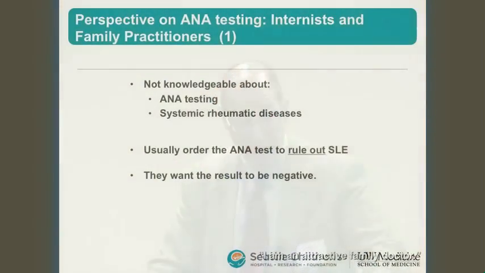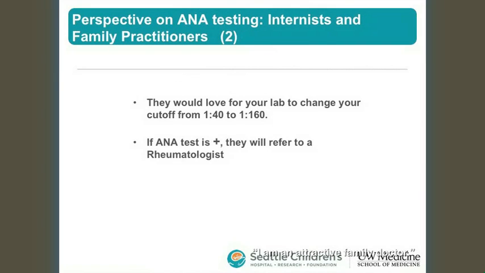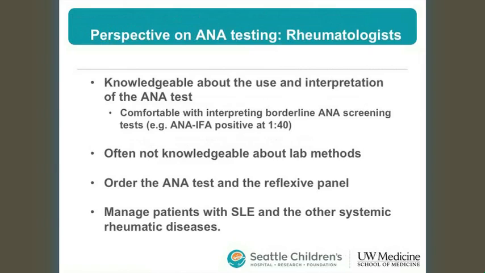Now, family practitioners like this excellent-looking man right here are not knowledgeable about ANA testing. Their perspective is different. They want the test to be negative. They want you to raise your cutoff or choose an EIA or multiplex that performs in a way that's much less sensitive and much more specific. You drive them crazy with low titer positives. Some of them have switched in their own mind and made the cutoff higher than what you are publishing. And they are going to refer to a rheumatologist at the first sign of trouble.